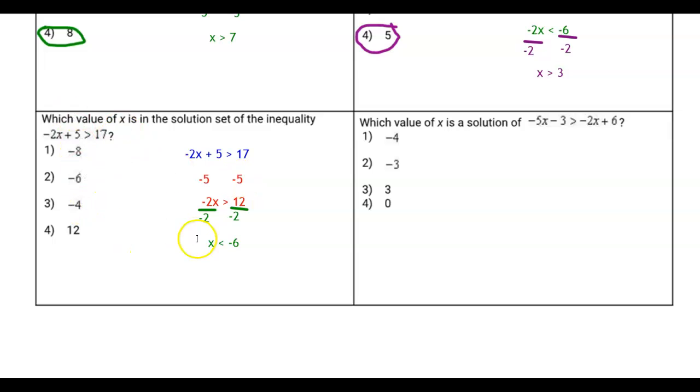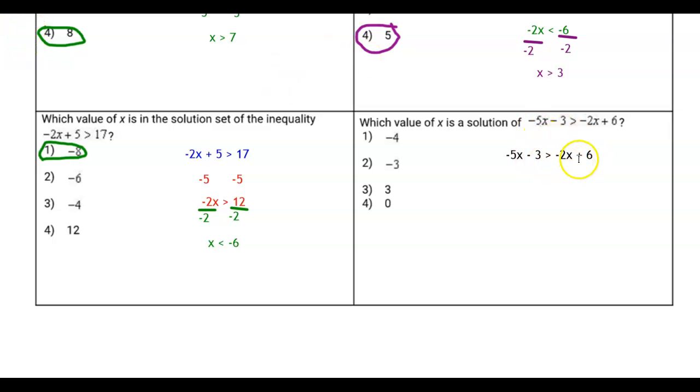Looking at all the answers, only one of them is going to be correct. It's going to make the inequality true. That means it's going to be the value in the solution set, and that's -8. -8 is the only number here that is less than -6. It's smaller than -6. Moving on to the last problem, which value of x is the solution of this? Looks like we have variables on both sides, so you know what to do with that. Pause the video and then come back to see if you got it right.